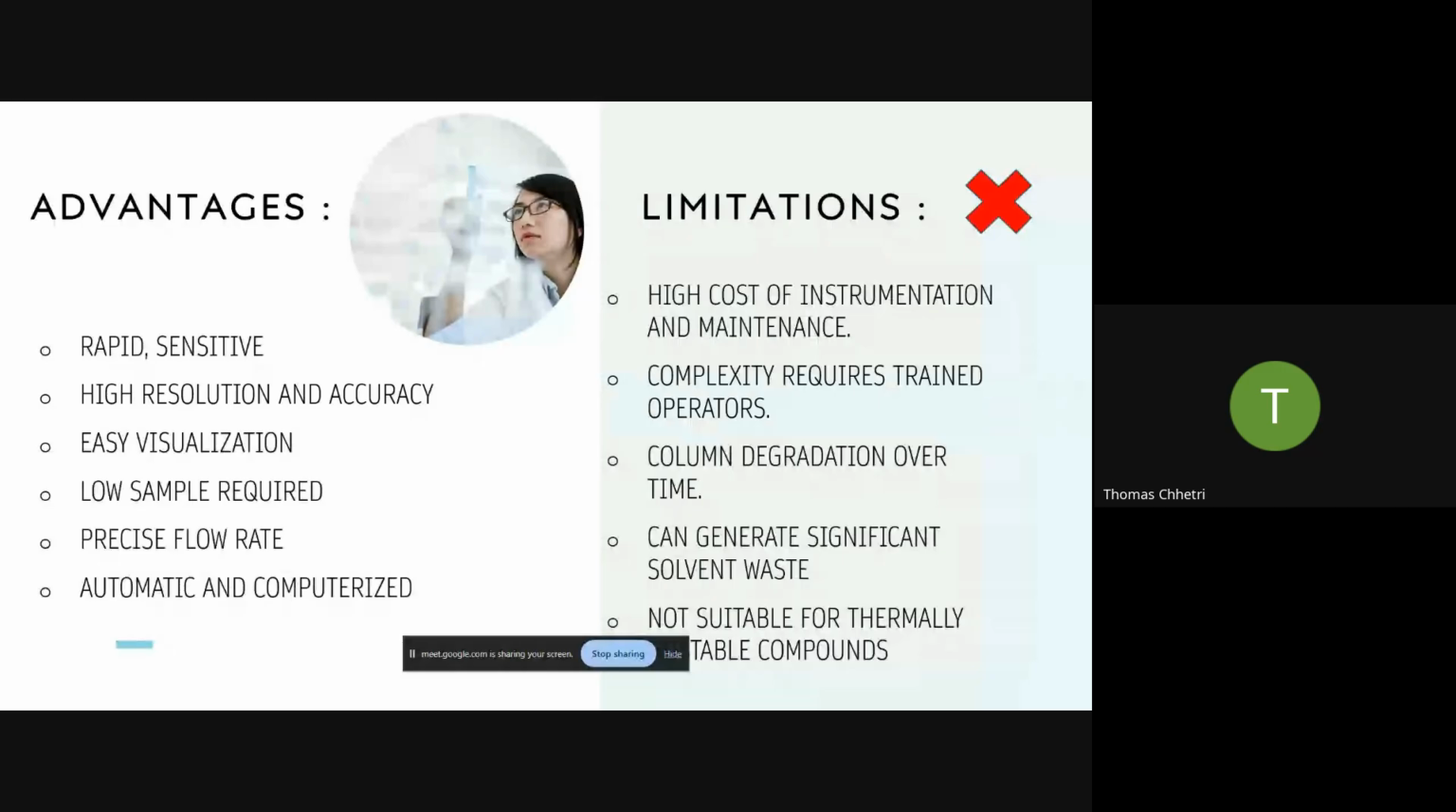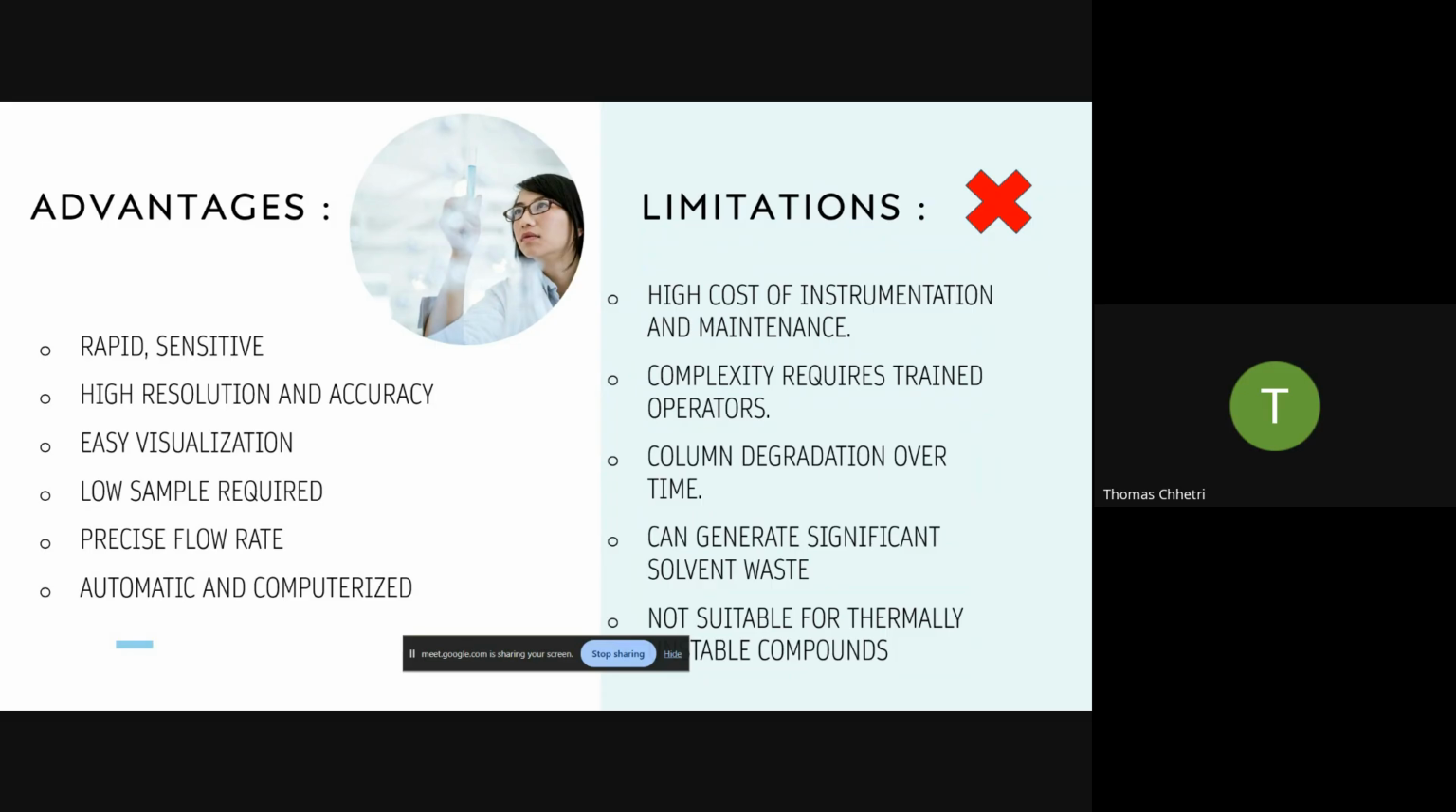So there are also limitations of HPLC. It is very costly. It requires trained operators. The column degrades over time. Usually the silica present in the column, which is the stationary phase, gets mixed with the mobile phase, so the column starts degrading over time.